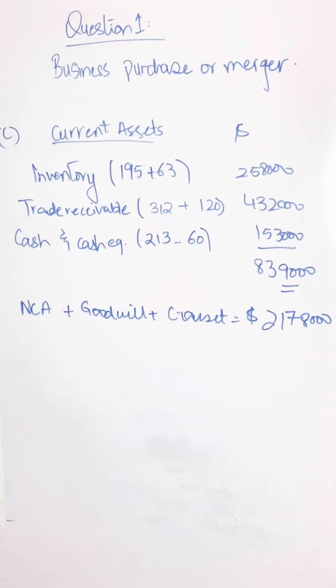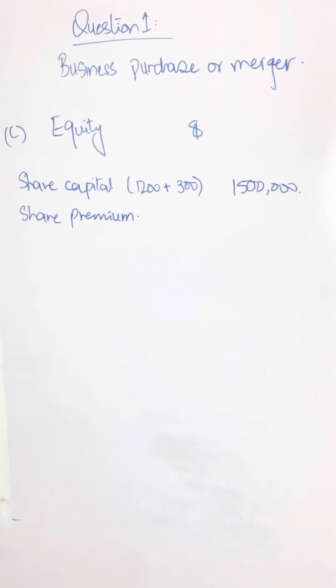Now you'll match off against the capital and the liability section. Now moving on towards the equity section, we have share capital. 1200 was already with E Limited. They issued 300 more ordinary shares. So this is without the share premium. They issued 300,000 ordinary shares at $1 each. So they are 300,000, total 1,500,000.